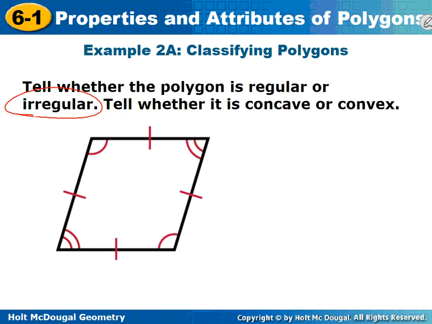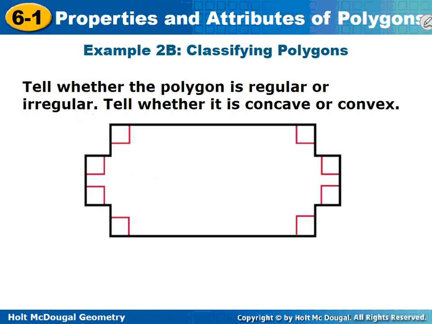Jackson, concave or convex? Convex. It's not caving in anywhere. All diagonals are inside the shape. So it is convex. Irregular, convex. Next one. Let's go with Rachel. Irregular. It does look to be equiangular. However, we didn't look at these angles here and notice these angles inside are not going to be 90-degree angles. Also, it is not equilateral. So it is irregular.